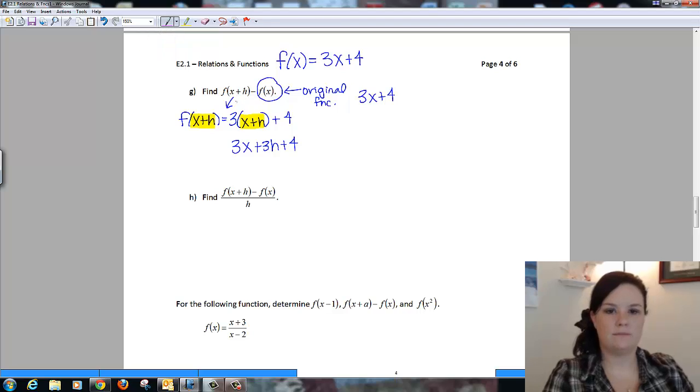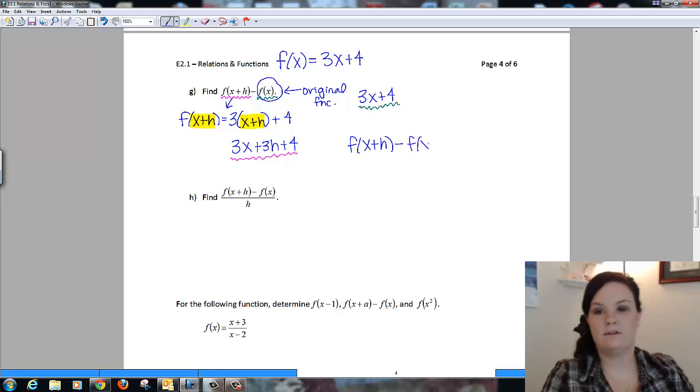So here's what I'm thinking. This little piece, f of x plus h, we simplified to get this. Okay? And then we have over here minus f of x, which we know to be our original function, which is 3x plus 4. So now all we have to do is put those two pieces together. So that means that if I do f of x plus h minus f of x, what I'm really doing is 3x plus 3h plus 4 minus 3x plus 4. And then I just simplify.